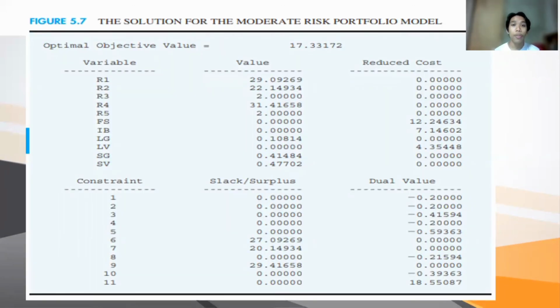So to get the solution for the moderate risk portfolio model, we need to use a computer solution. In this figure 5.7, it shows that the optimal objective value is equal to 17.33. Then the following variables are R1, R2, R3, R4, R5, FS, IB, LG, LV, SG, and SV, which stand for constraints 1, 2, 3, 4, 5, 6, 7, 8, 9, 10, and 11.